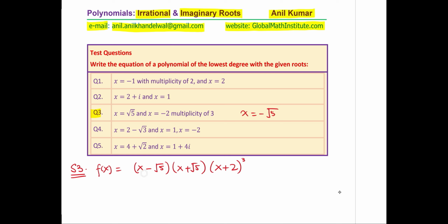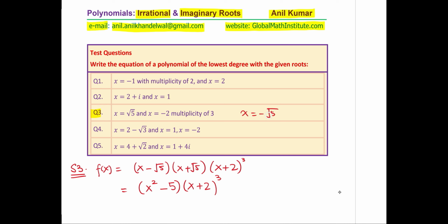And now this term, x minus square root 5 and x plus square root 5, you could write as a difference of squares, right? So you have this as x square minus square root 5 square, which is 5. You get the idea. And then you have x plus 2 whole cube. So that is how you could actually write the polynomial with x plus square root 5 as one of the roots. Now obviously there is another root also.